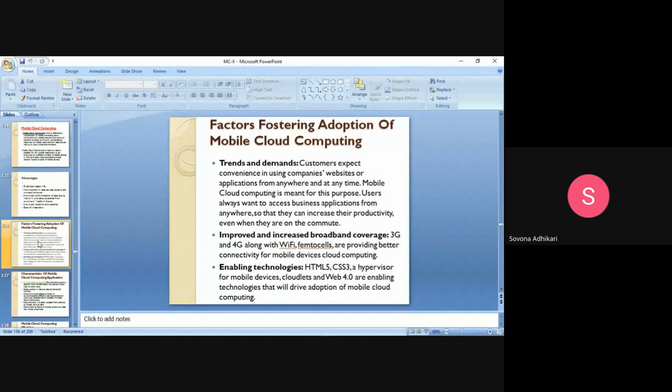Improved and increased broadband coverage: 3G and 4G along with Wi-Fi and femtocells. The number of cells, picocells, and femtocells are providing better connectivity for mobile cloud computing. Enabling technologies: HTML, CSS, hypervisors for mobile devices, cloudlets, and Web 4.0 are enabling technologies that will drive adoption of mobile cloud computing. These are the three factors for which we adopt mobile cloud computing.